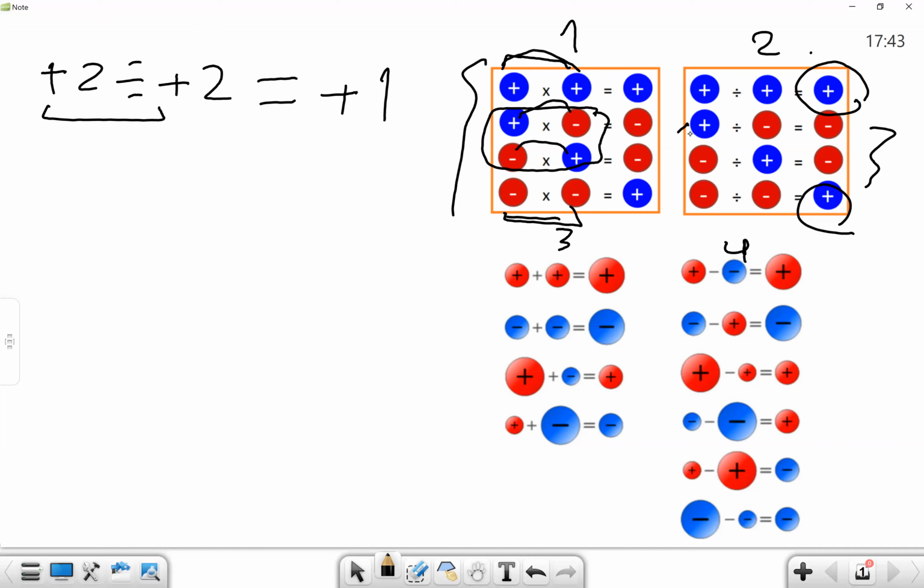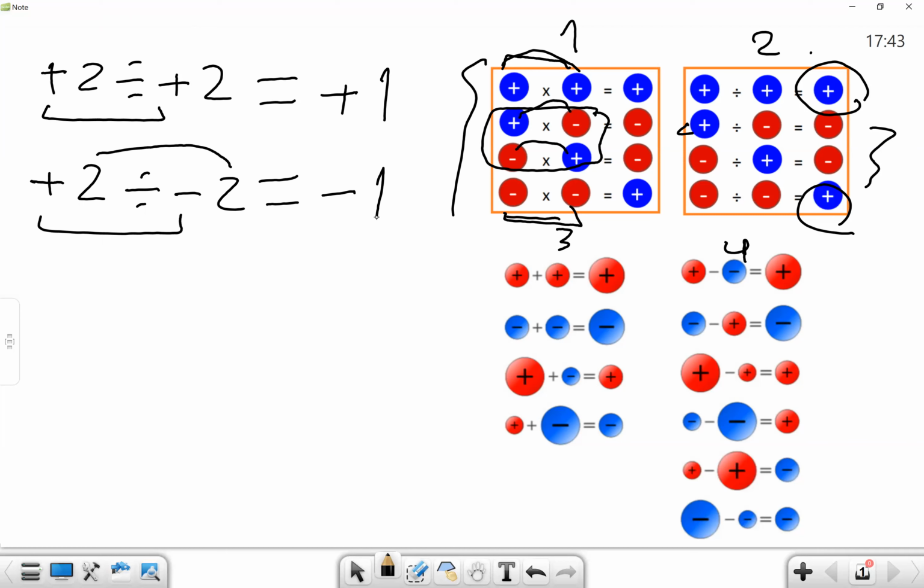The second one, positive divided by negative. Positive 2 divided by negative 2: positive divided by negative equals negative. 2 divided by 2 equals 1. The result is negative 1.